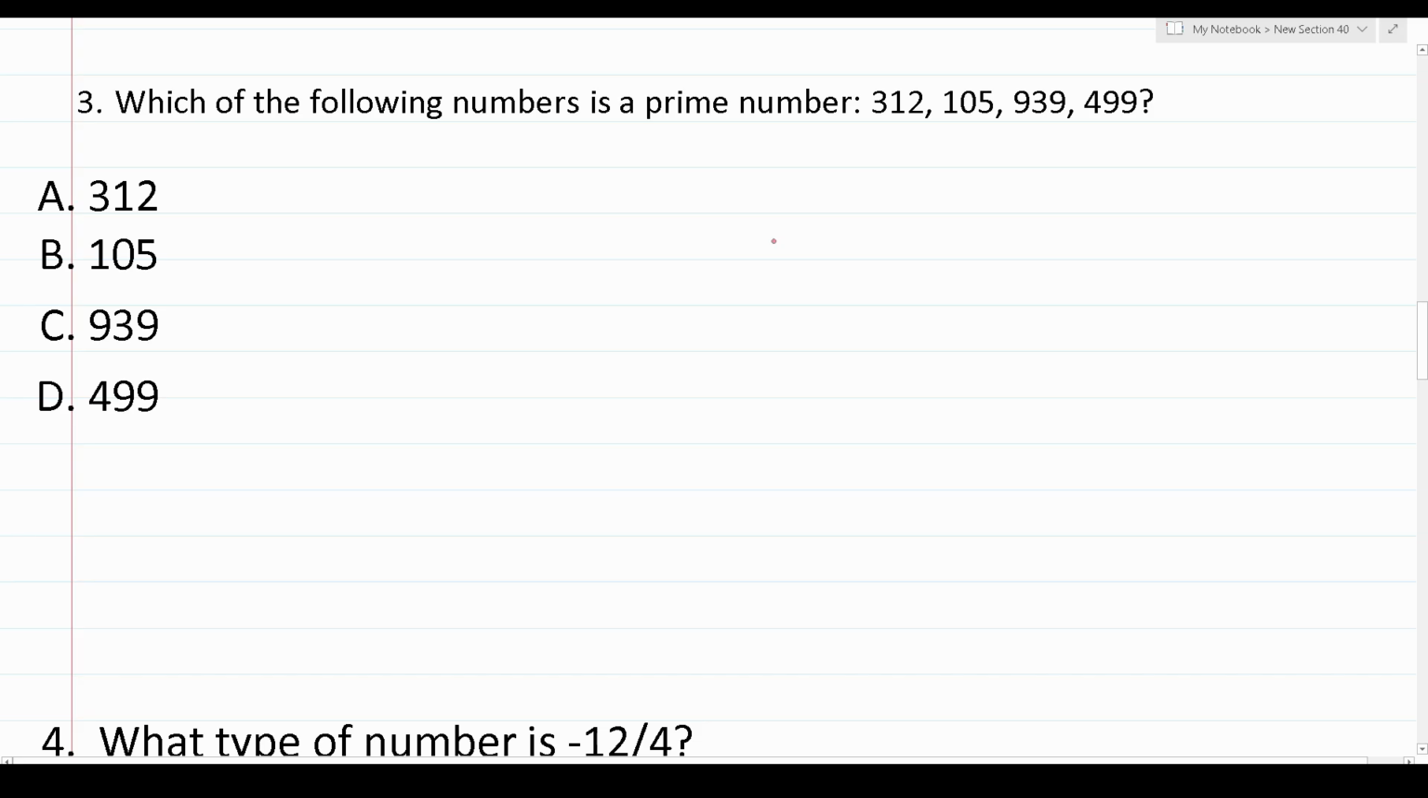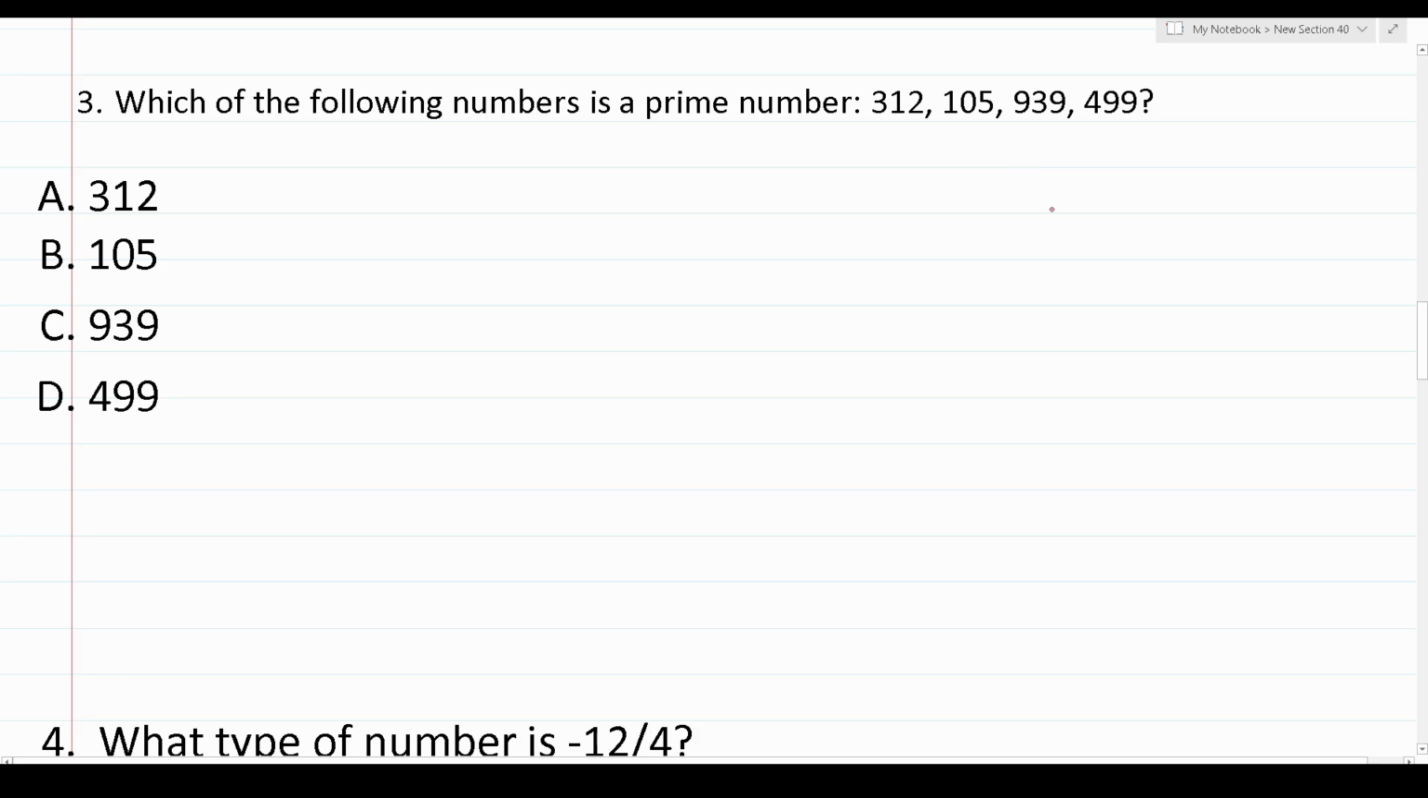Number 3 says, which of the following numbers is a prime number? We have 312, 105, 939, 499. I will say this, I can identify the prime number already because I know how to look at numbers and run divisibility checks to determine if they're prime or not. So in my video in which I discuss how to quickly determine if a number is prime, I showed you how to perform divisibility checks.